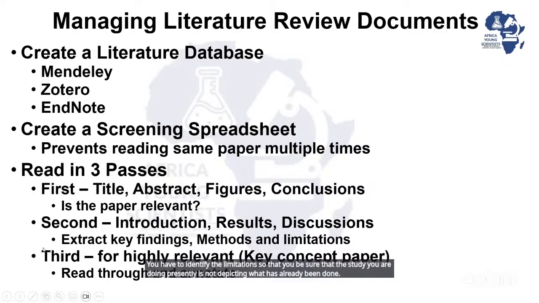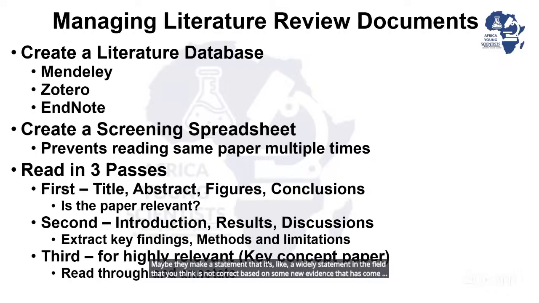Then the third reading is for highly relevant papers, which is merely a key concept paper. This is where you read through and make notes, you annotate. It may be a review article, and they may make some statement that you want to argue. Maybe they make a widely accepted statement in the field that you think is not correct based on some new evidence that has come up.